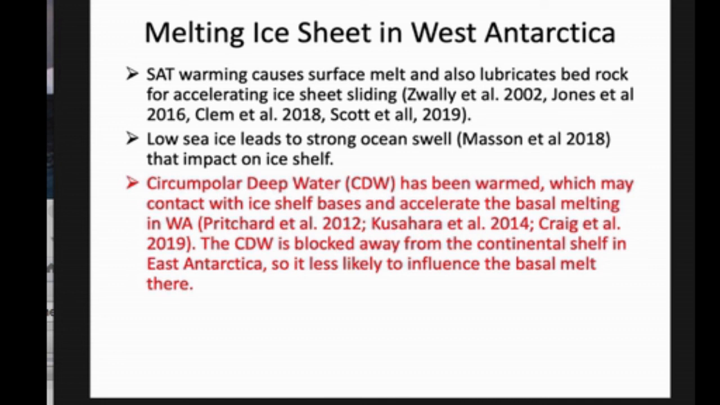And the circumpolar deep water, this is another way of telling you why it's isolated in West Antarctica. They are all increasing, but in the Amundsen Sea, they more easily go onto the continental shelf, in contact with the glacier, making the basal melt. But in East Antarctica, this water is locked away from the continental shelf. They cannot easily get in. So this is another answer.